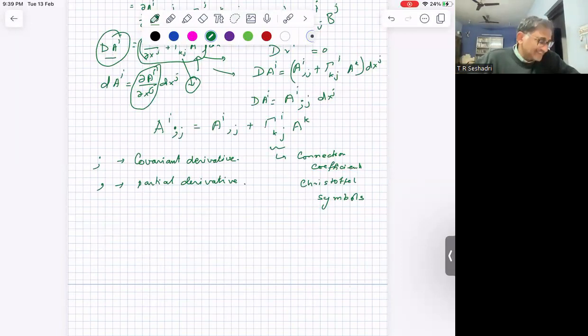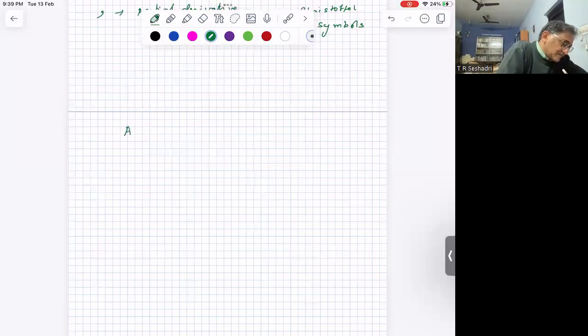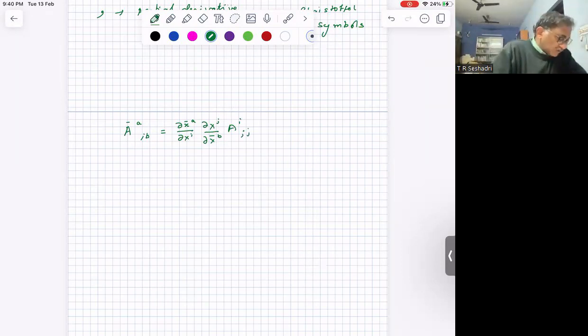Okay. So using this and the fact that A^i_{,j} does not transform as a tensor, we can next get the transformation properties of gamma. So I have \bar{A}^a_{;b} is equal to ∂x̄^a/∂x^i ∂x^j/∂x̄^b A^i_{;j}. Are you with me? Because you look at \bar{A}^a_{;b} as some tensor \bar{T}^a_b and A^i_{;j} as some tensor T^i_j.